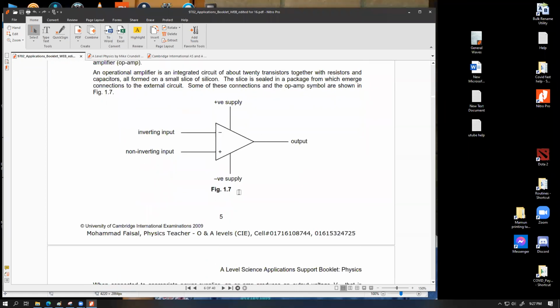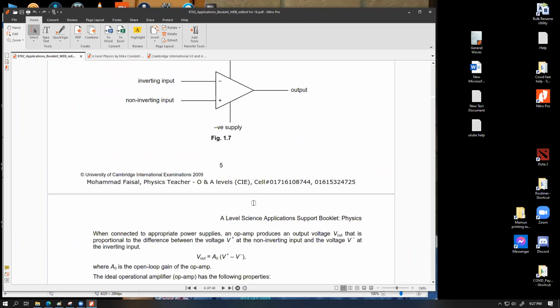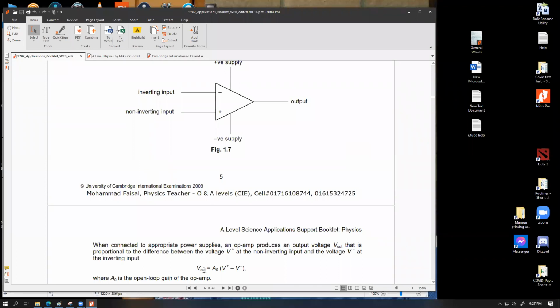It might make better sense if you have a look at this equation. The output voltage of an op-amp is given by A naught. A naught is usually the default amplification multiplier, which is usually called the gain. This is called the gain or open loop gain. Gain means the multiplication factor, into V plus minus V minus. V plus minus V minus means the difference between the non-inverting and the inverting input, and it is always given like this. This is basically what is called the input voltage. So input voltage is the difference between the non-inverting input and the inverting input.